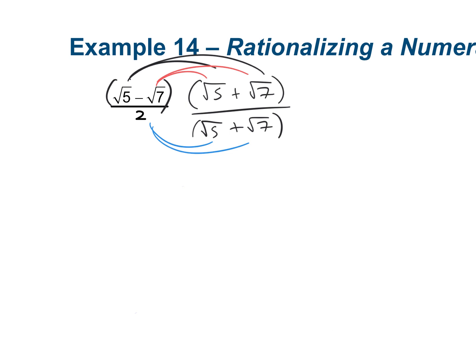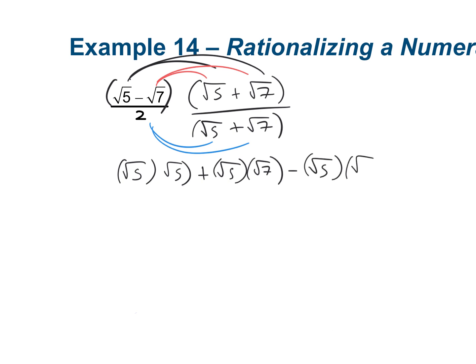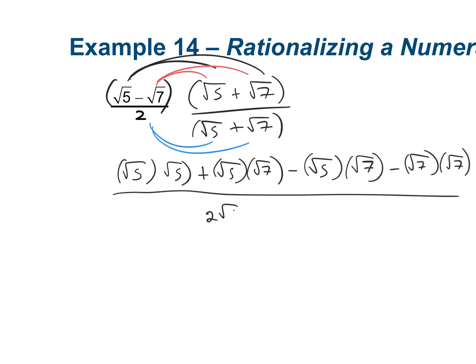So it's going to be root 5 times root 5. I'll write down all the steps first. Root 5 times root 5, and then plus root 5 times root 7, minus root 5 times root 7, minus root 7 times root 7. And then at the bottom, it's going to be 2 root 5 plus 2 root 7.